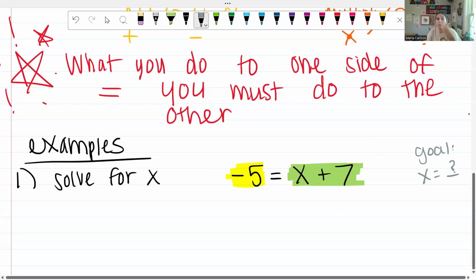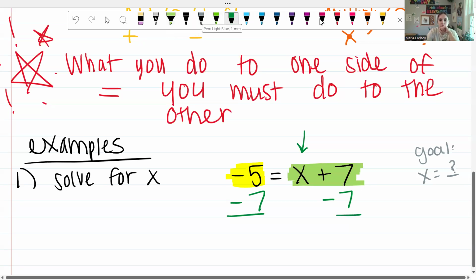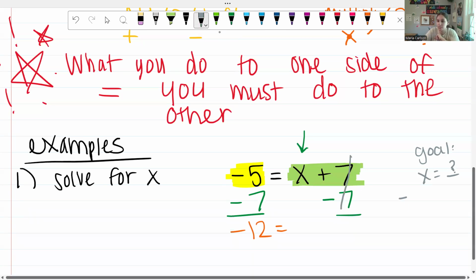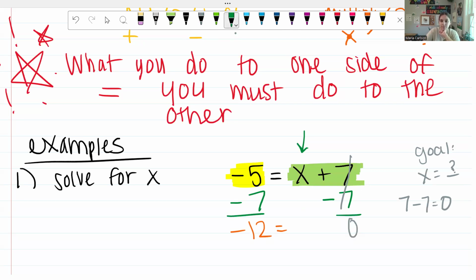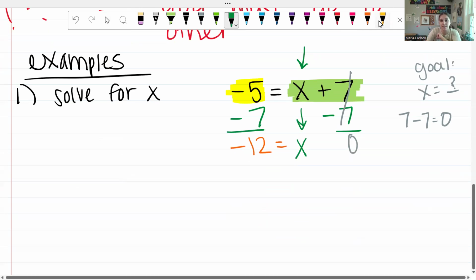So looking at what is going on with x right now, I notice on the right-hand side, we have x plus 7. So to get rid of that plus 7, I'm going to subtract 7, not just from the right-hand side of the equation, but also from the left. What I do to one side, I have to do to the other. So looking at the left-hand side first, -5 minus 7 is going to give me -12, which is equal to, on the right-hand side, we have the +7 and the -7, so those two cancel each other out because 7 minus 7 is equal to 0. So that just goes away, and we have x. So I have -12 equals x, which is really the same thing as x is equal to -12.